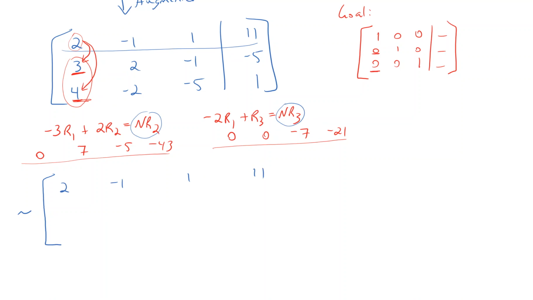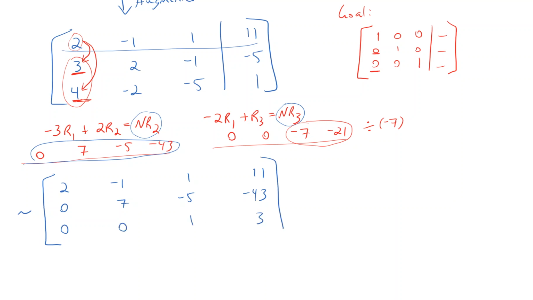Row 3, our new row 3, notice that both of these guys are divisible by 7. In fact, they're both divisible by negative 7. So to make this row easier to work with, we're going to go ahead and divide it by negative 7. Okay? So go ahead and do that, and we'll write our new row 3. So our new row 2 is 0, 7, negative 5, negative 43. And our new row 3 is now 0, 0, 1, 3. Don't forget your vertical bar.